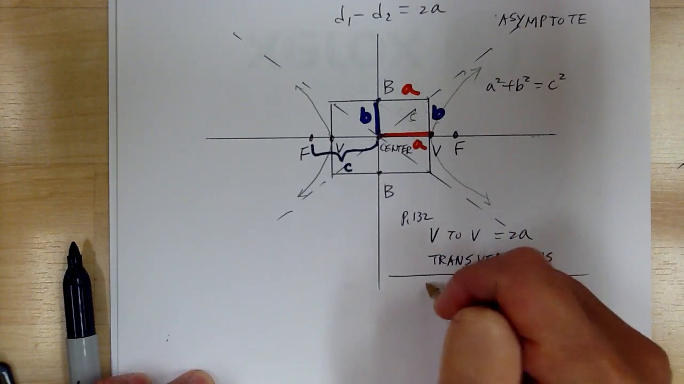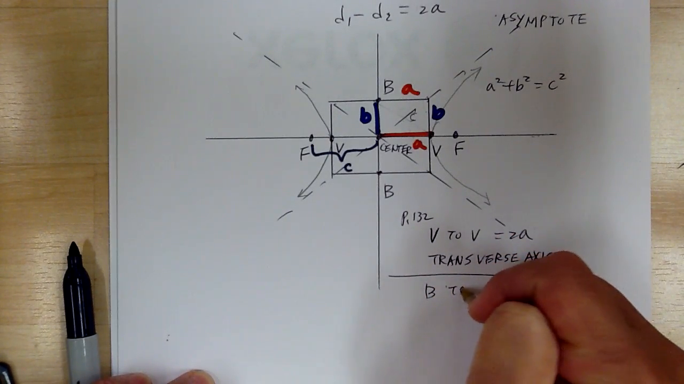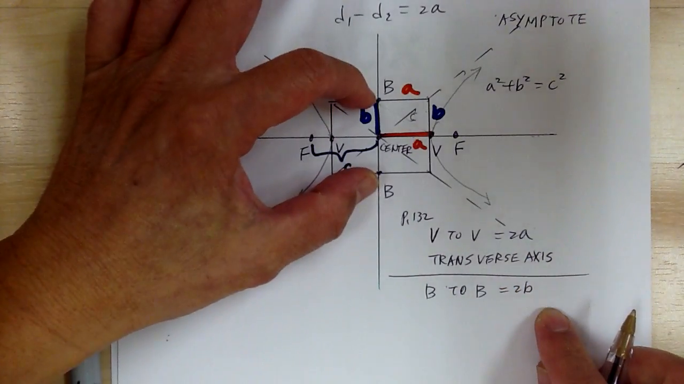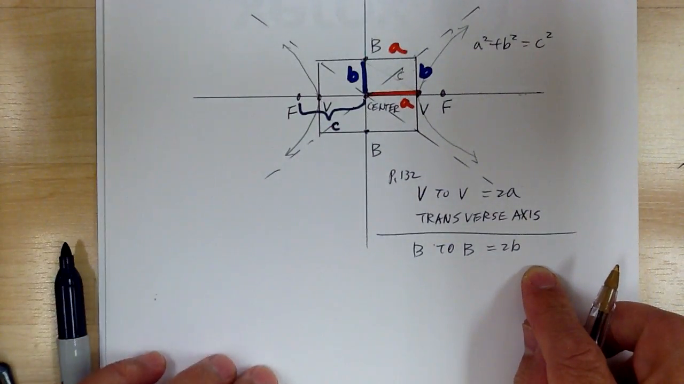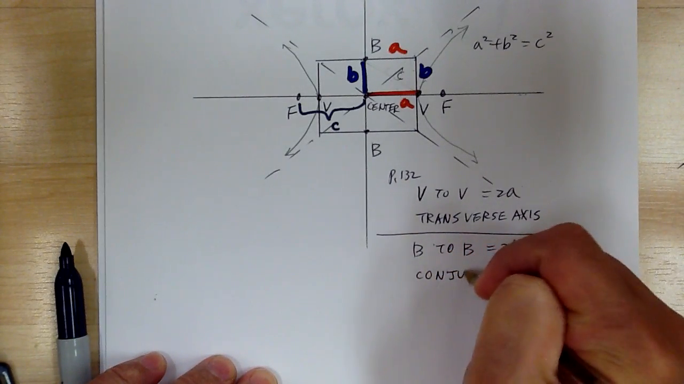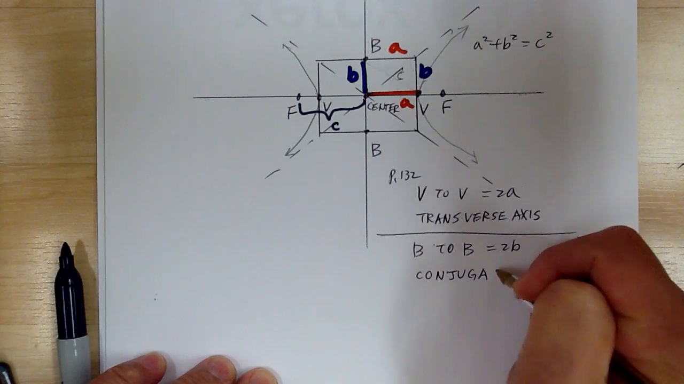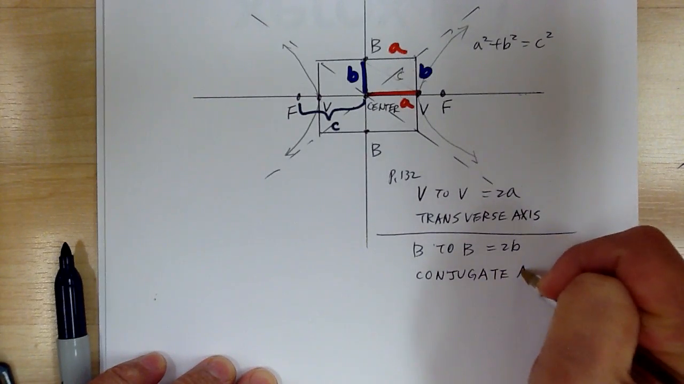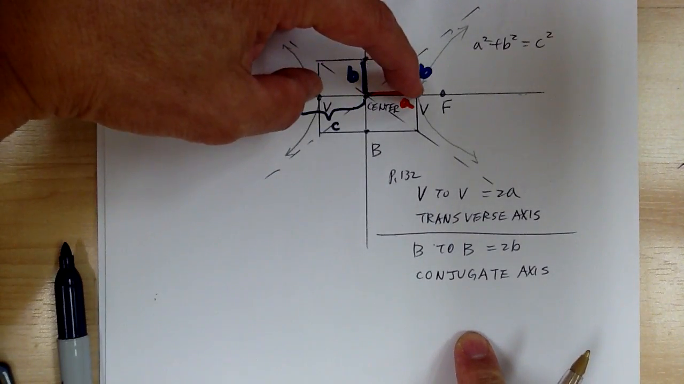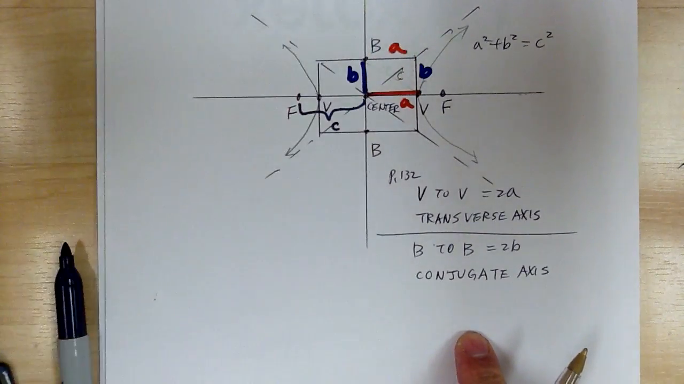Now from B to B is equal to 2B. That's this over here, and that is called the conjugate axis. So again, this is the transverse axis. This is the conjugate axis.